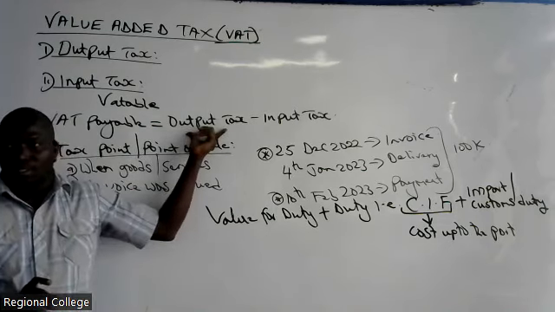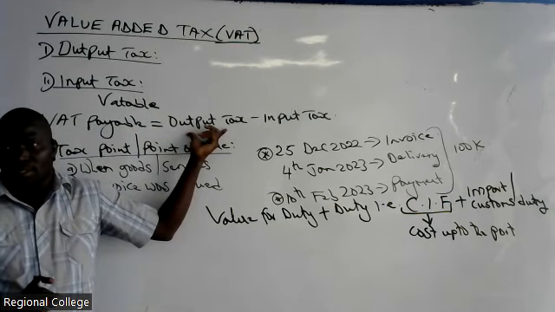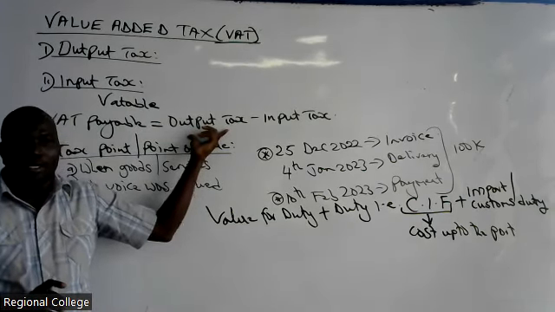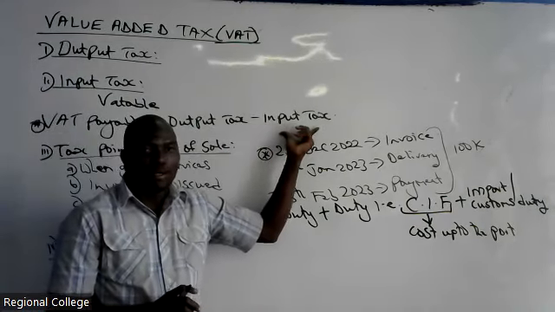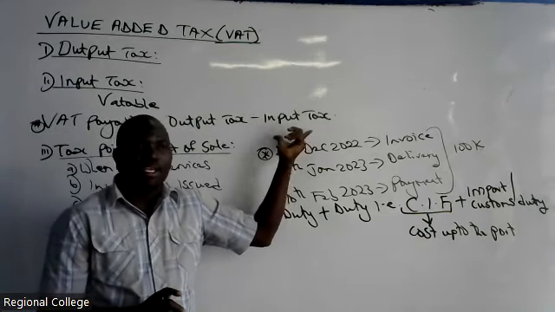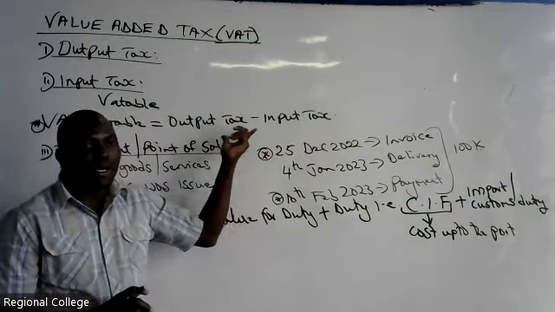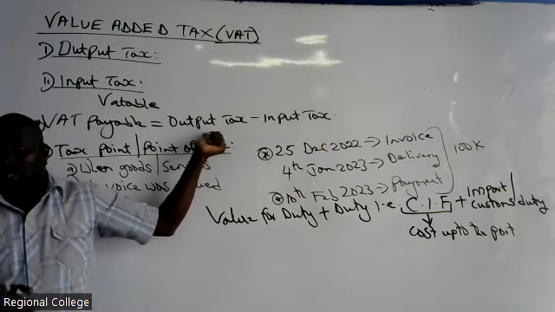Receive from your customers, ukiuza. Don't give the government the whole figure. Claim what you had paid while buying. So after claiming what you had paid while buying, now the balance that remains, that is what belongs to the government.